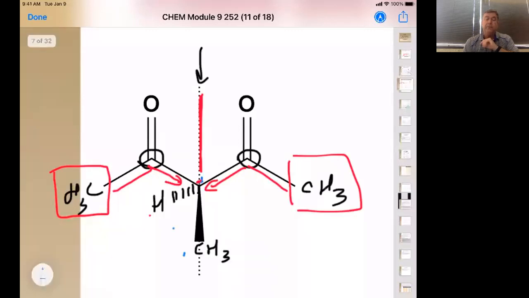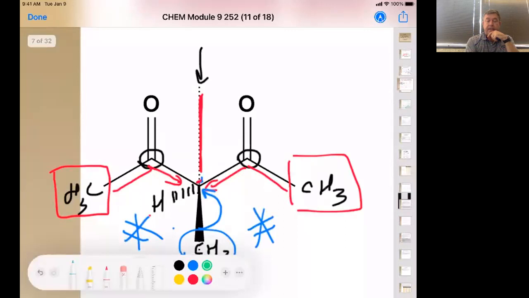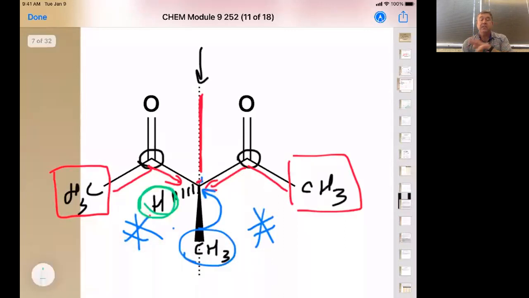Now, is this CH3 group the same as the other two? Well, let's look. We have a CH3 going to a tertiary carbon. There is no carbonyl there, so it's not equivalent to either one of these, which means it's a unique signal. Okay, and let's look at that last hydrogen. There's nothing else that's just a single hydrogen on carbon, so it must be a unique signal. So we're going to have 3 signals for this molecule. Okay.